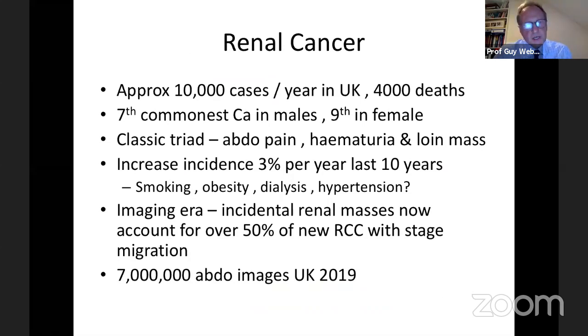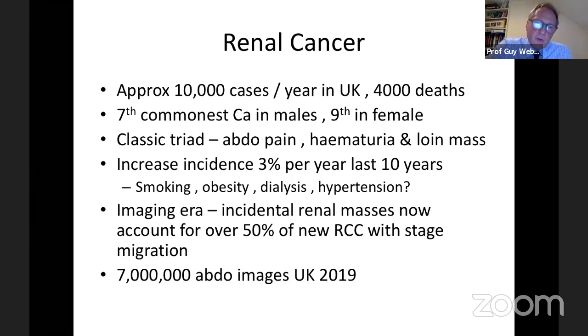Renal cancer is the 7th most common cancer of all types in males, and we were taught at medical school, and we still teach the classic triad of abdominal pain, hematuria, and loin pain, which was present in 30 to 50% of cases previously. And renal cancer is increasing in incidence, perhaps 3% a year over the last 10 years. We know it's associated with smoking, obesity, dialysis, cystic tumors, probably hypertension.